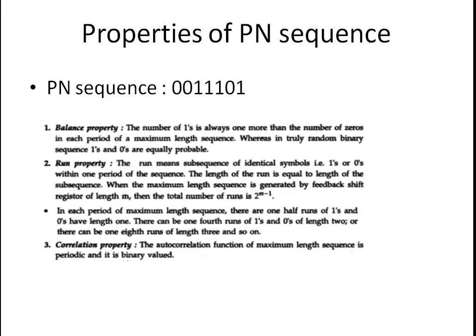In balance property, the number of ones is always more than the number of zeros. In the run property, for the maximum length sequence generated by a feedback shift register of length n, the total number of runs is 2 power n minus 1. In the correlation property, the autocorrelation function of a maximal length sequence is periodic and binary valued.